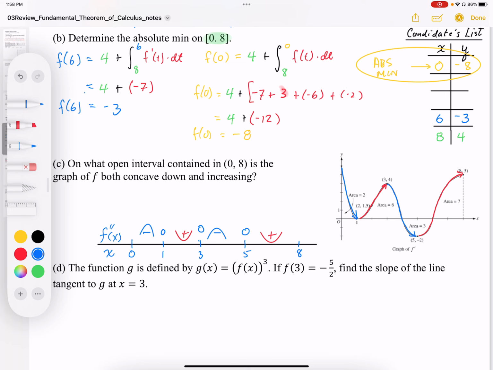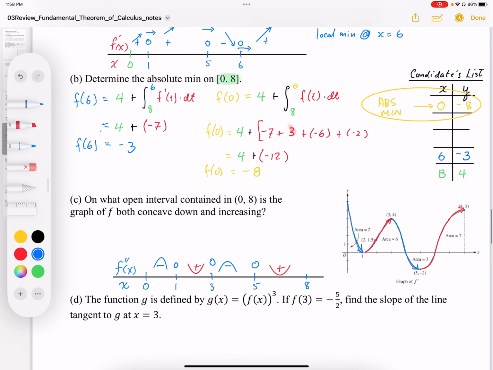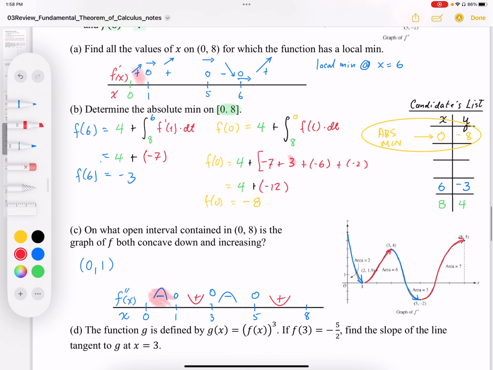Okay, so the graph I want is concave down and increasing. Well, from 0 to 1, it's increasing and concave down. So that's going to be one region from 0 to 1. Okay, so I have both increasing and concave down. I have concave down from 3 to 5, and I have sloping down. It looks like it's sloping up from 1 to 5. Okay, so from 1 to 5, it's sloping up, but I only want the concave down portion.